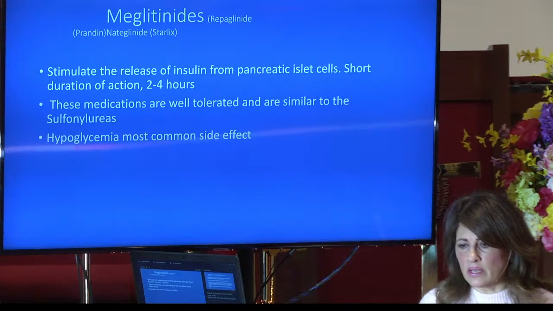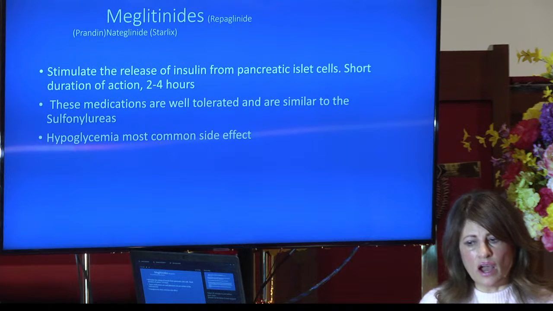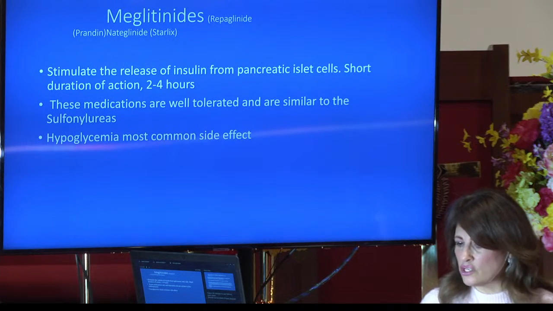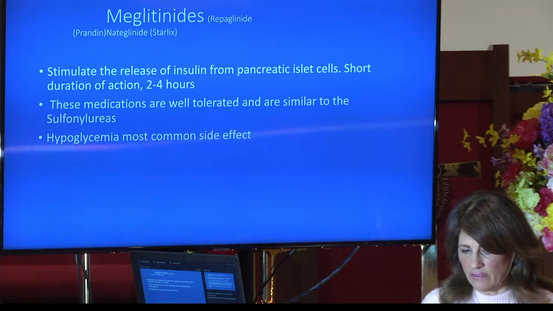The Starlix and the Prandin, these stimulate the release of insulin from the pancreas cells. Again, that's only short action, 2 to 4 hours. These medications are well tolerated. Hypoglycemia is the most common side effect.